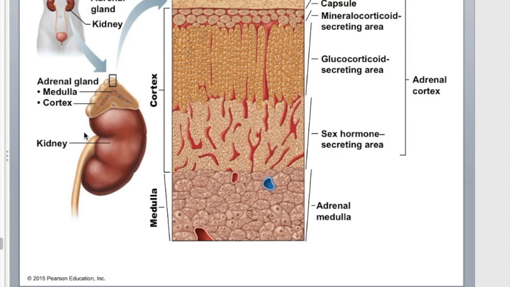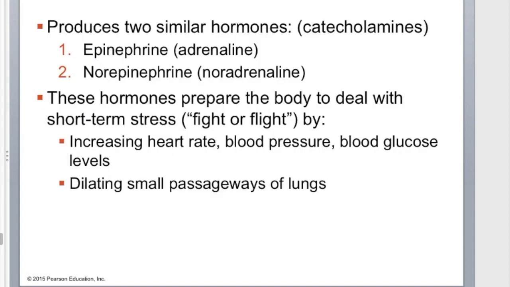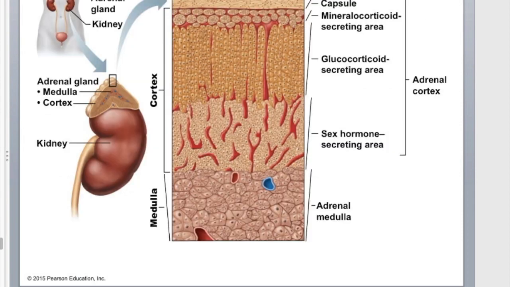So you've got your epinephrine and norepinephrine, which are in the adrenal medulla. The adrenal medulla is, once again, your neurological center for your adrenal glands. That is why, as we go back to here, epinephrine and norepinephrine are your fight or flight. That is a direct neural response to a stimulus.